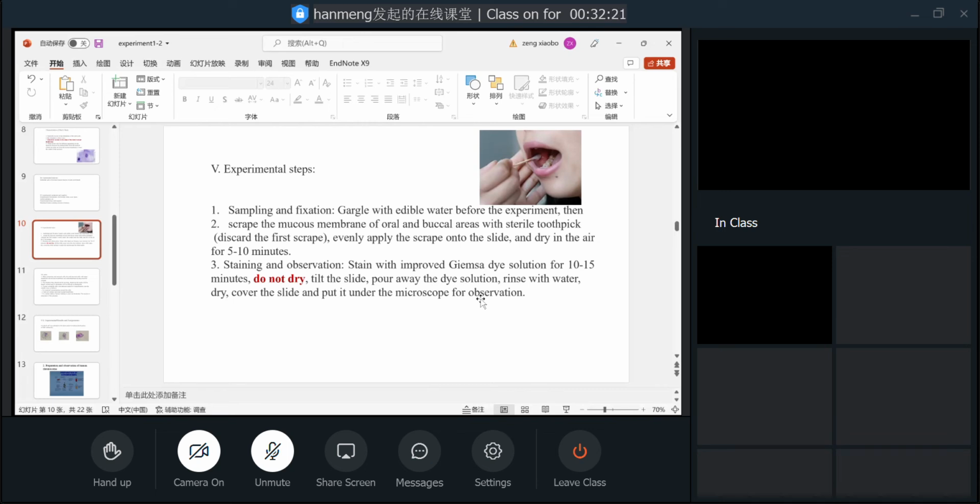Here is a note. You must scrape the cells, and at the same time, the staining should not be too long. Otherwise, the nucleus will be deeply colored and its chromatin will be difficult to distinguish.